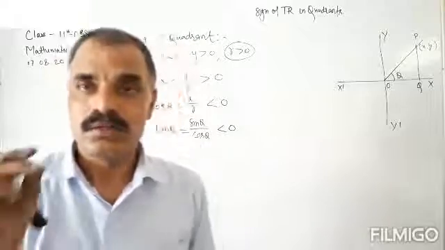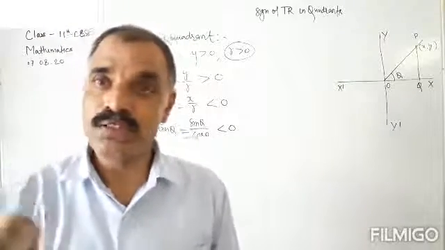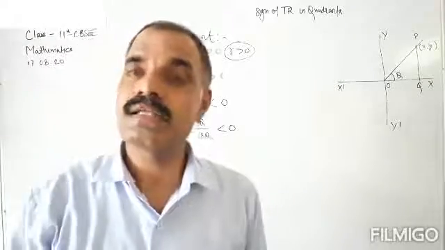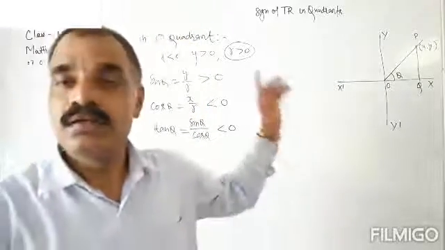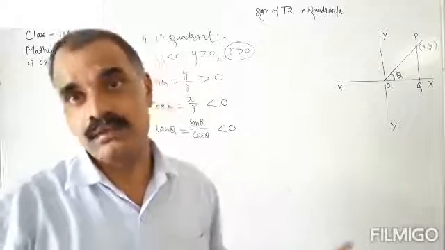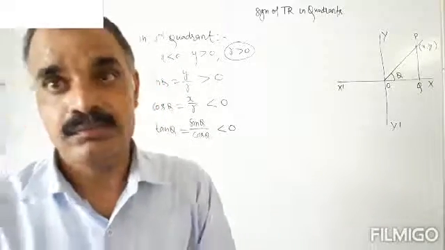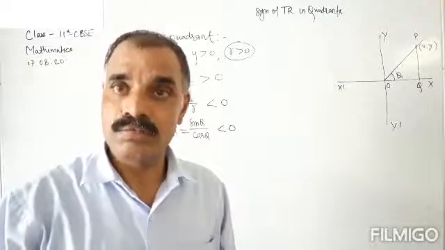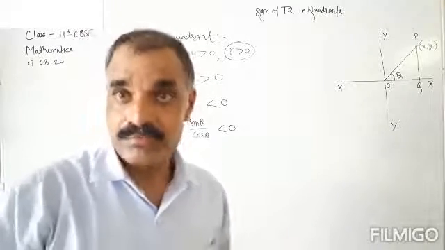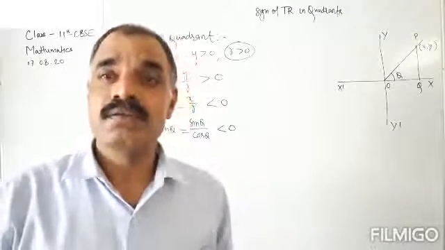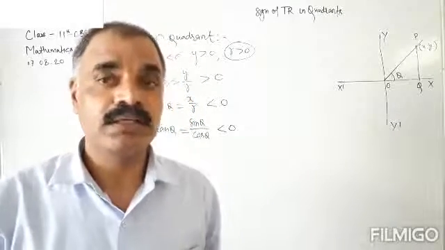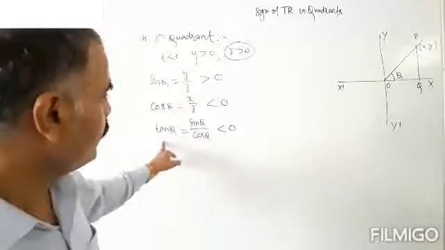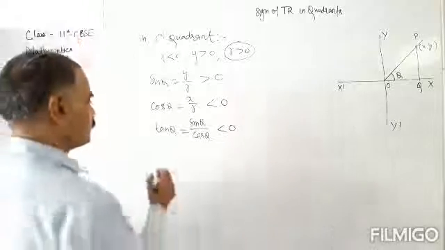Okay. Are you understanding how we are finding the sign? We are finding the sign on the basis of the values of x, y and r. Either the value of x, y and r is positive or negative, and on the basis of that we are determining the sign of the six trigonometric ratios.